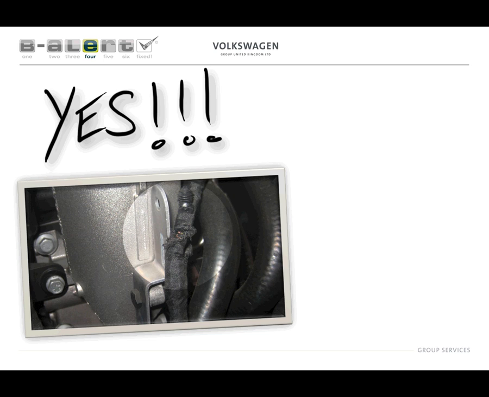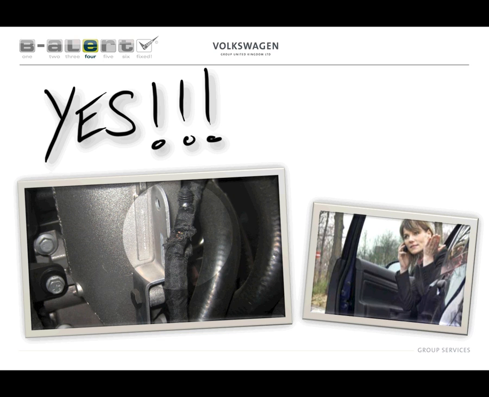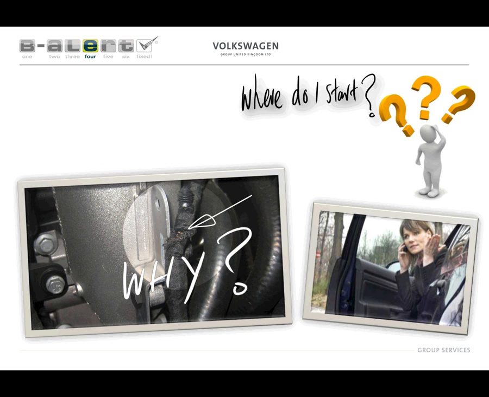Definitely not. In fact, this is exactly why we get repeat repairs. Remember this person? Absolutely furious that the car's broken down again. So unless we identify why this has happened and chafe through, it's very likely that they're going to break down yet again. So again, where do I start?